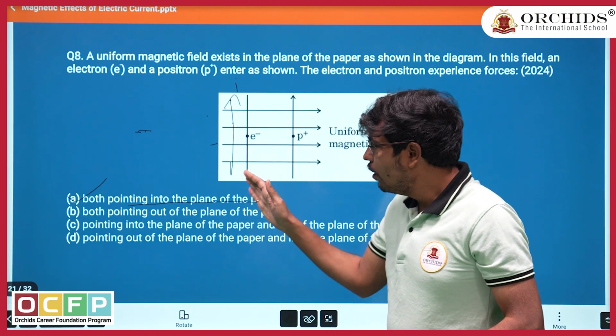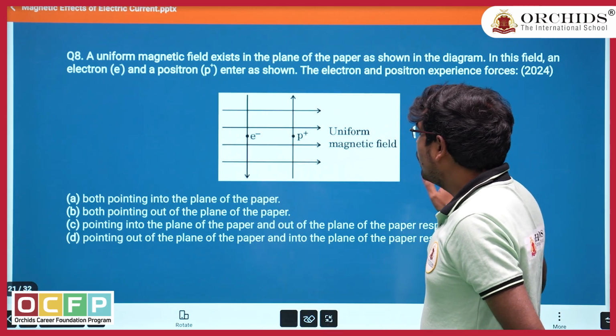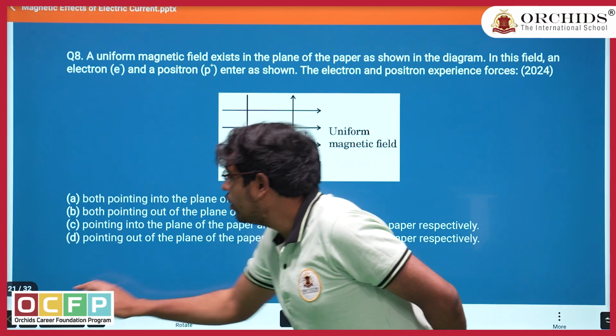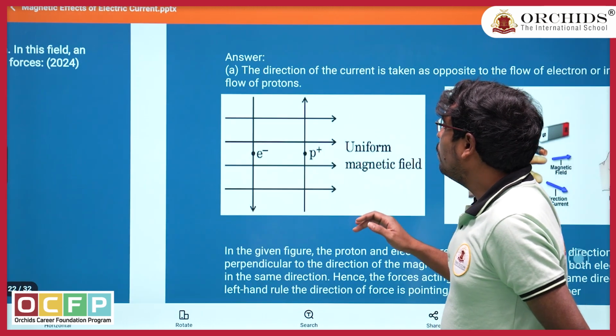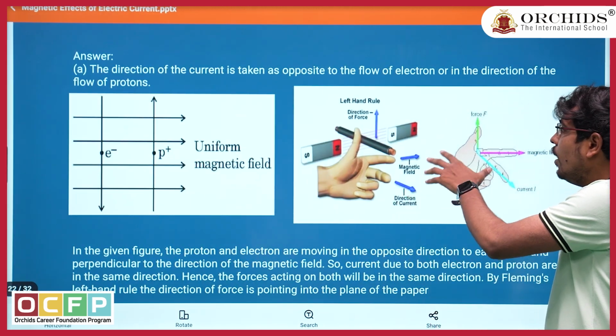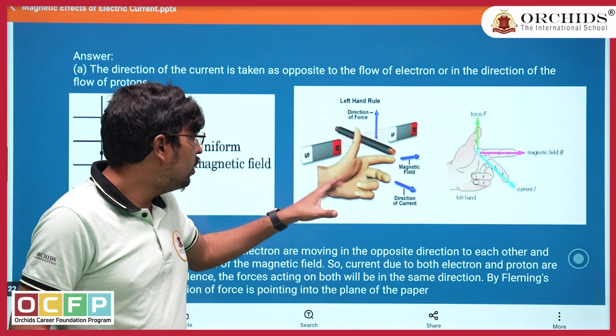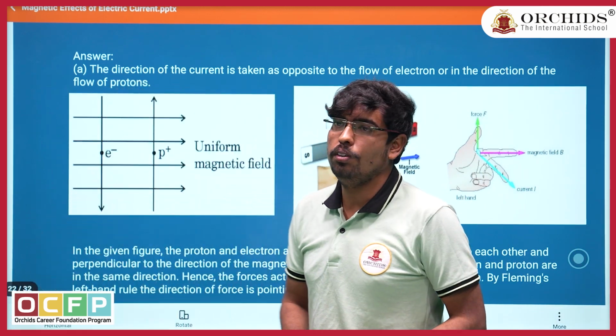You can observe here, which rule have we used? We have used the left hand Fleming's rule. We have to indicate these directions by using the left hand Fleming's rule. I hope this question is clear for you. Let's go to the next question.